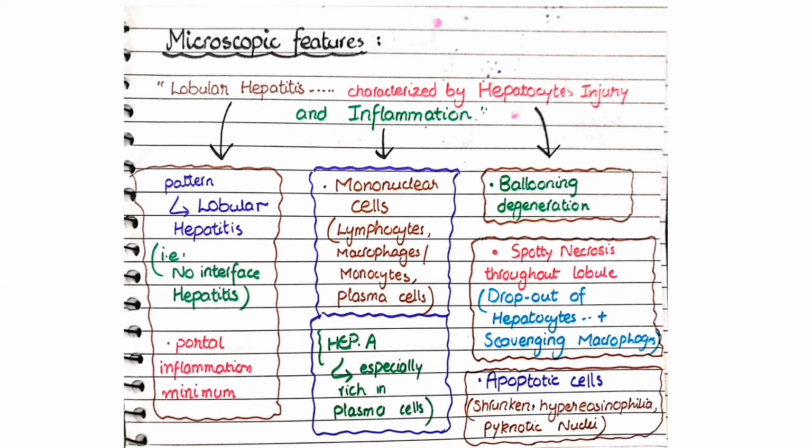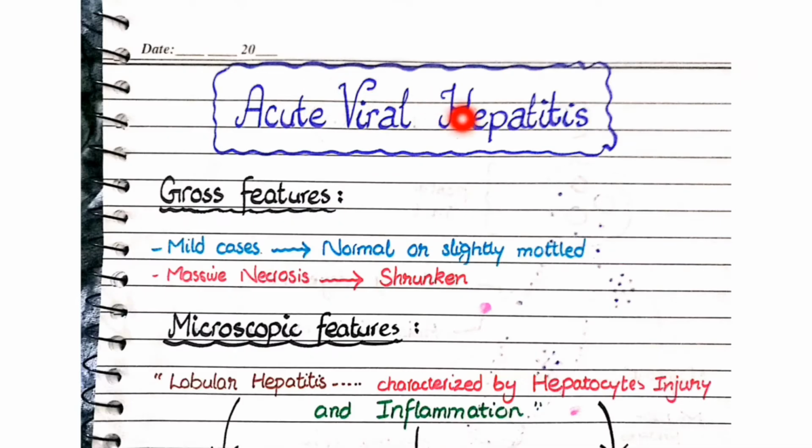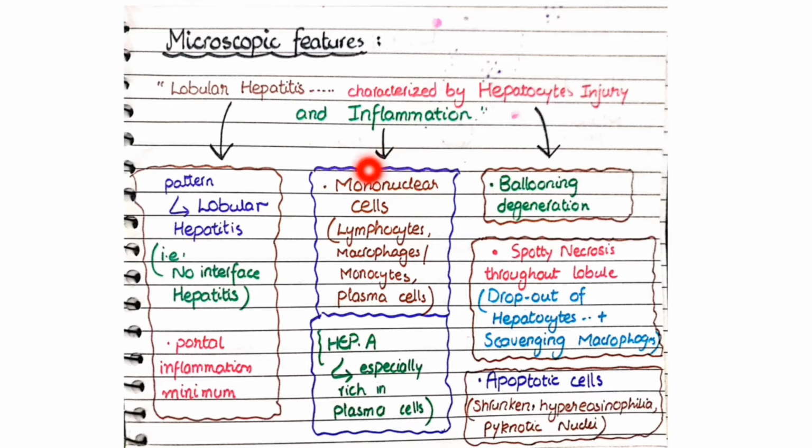Now here is a slightly confusing point for some people, that they think that acute viral hepatitis is an acute infection, so they should see an infiltration of neutrophils. But the point to clear here is that viral infections, even though they are acute, are characterized by infiltration of mononuclear cells rather than neutrophils. So rather than seeing a predominance of neutrophils, you see a predominance of mononuclear cells that are lymphocytes, macrophages or monocytes and plasma cells.